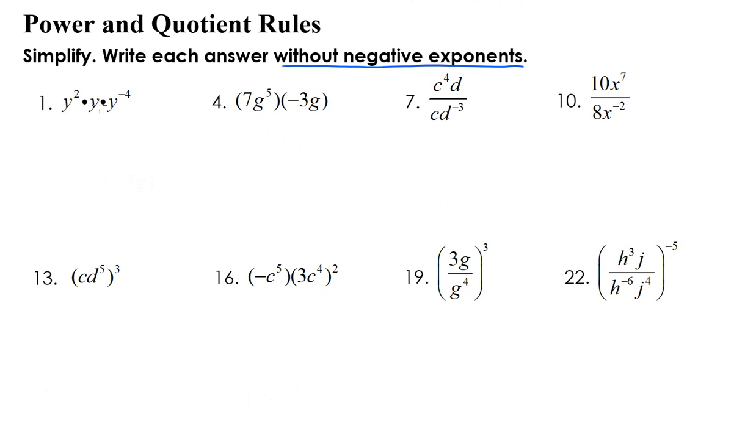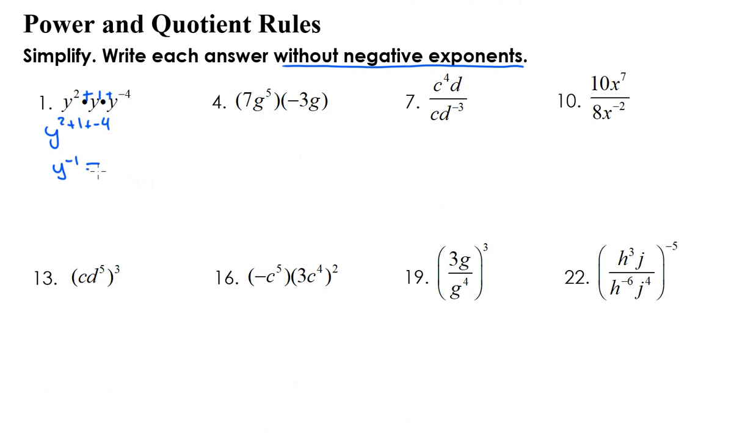Whenever any of these in here don't have a power, I'm always going to put a 1 on it to make our life easier. And then with these power rules here, if you have a power times a power times a power, you add these exponents. So it's going to be y to the 2 plus 1 plus negative 4, which is going to leave us with y to the negative first.